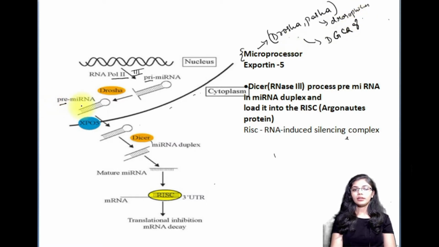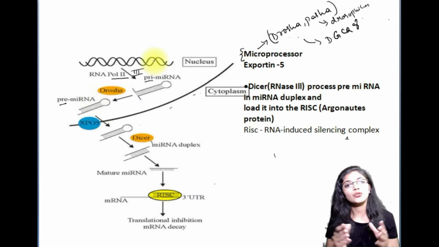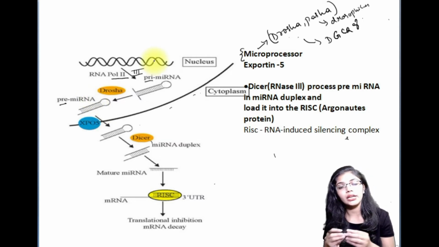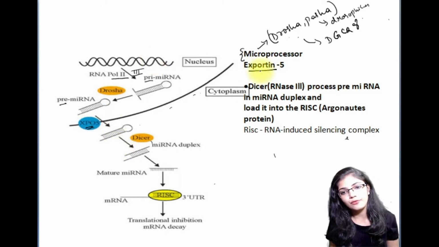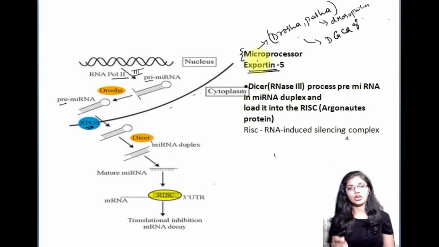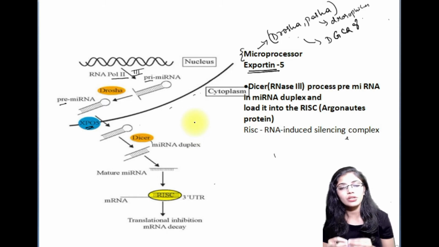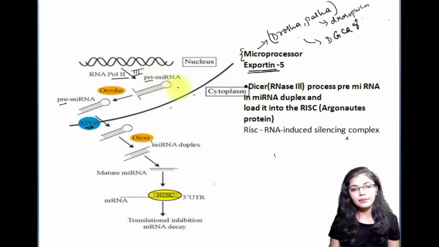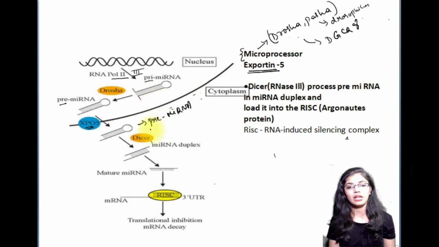Okay. Now what happens? It needs to be exported from the nucleus. For the export to be done, it needs a channel, and it is the XPO5, or exportin 5. Through this it will be exported from the nucleus. Now after the export from the nucleus, what will be done? This is a pre-miRNA which is exported from the nucleus into the cytoplasm.